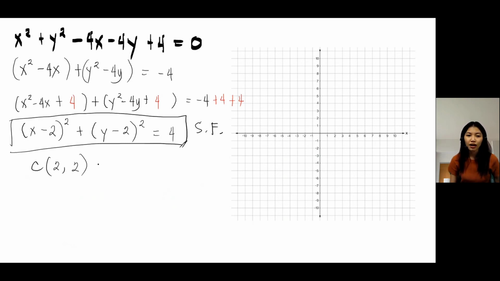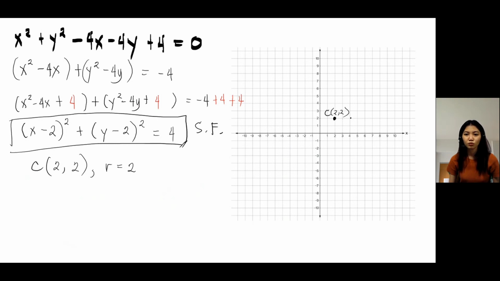Okay? And the value of r, for r, just simply get the square root of the number na nandito sa right-hand side. Okay? Square root of 4 is 2. Therefore, the value of our r, or radius, is equal to 2. Okay po? Again, the center is 2, 2, and the radius is 2. So to graph, just plot the center. So 1, 2, 1, 2. So this is our center. Don't forget to label.